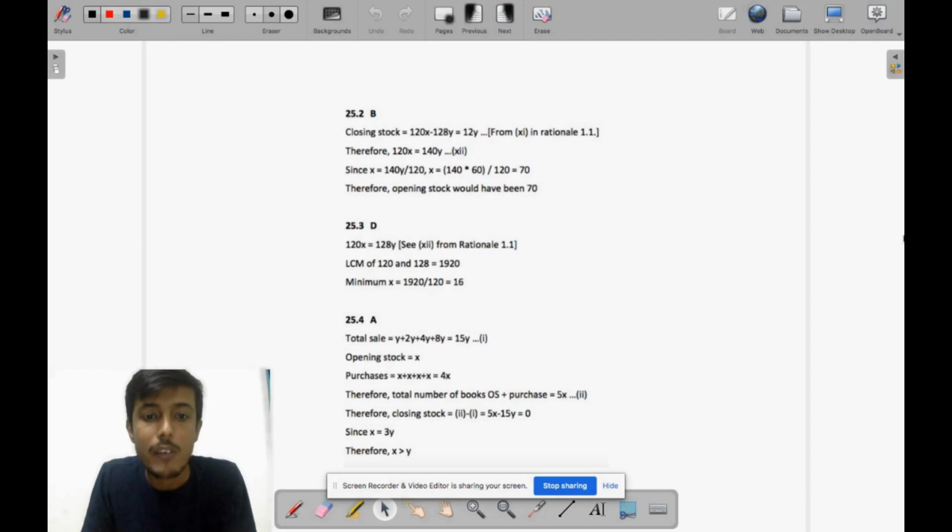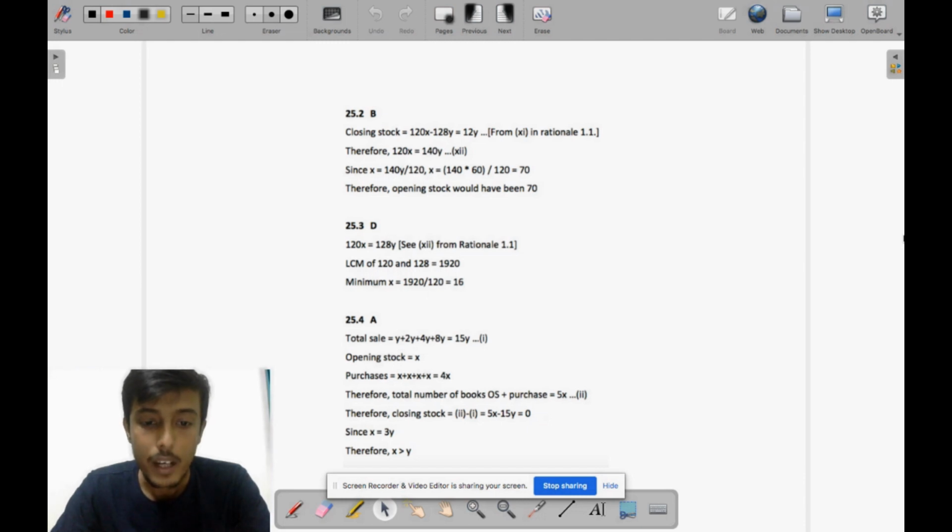To find the minimum value of x and y, we need to find the LCM of 120 and 128, because LCM is the lowest common multiple that will satisfy here. So the LCM of 120 and 128, as you can see in the solution, is 1920. Therefore, the value of x according to the LCM will be 1920 divided by 120, which gives us the answer 16, hence the option D. Now, moving on to the fourth subpart.